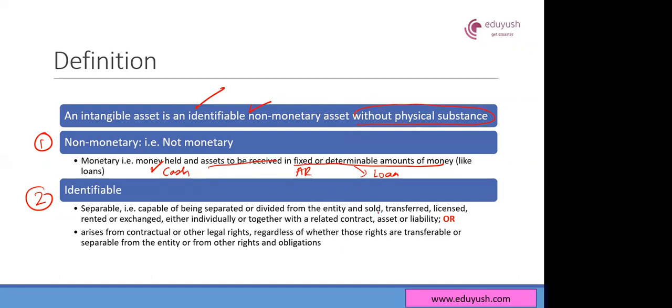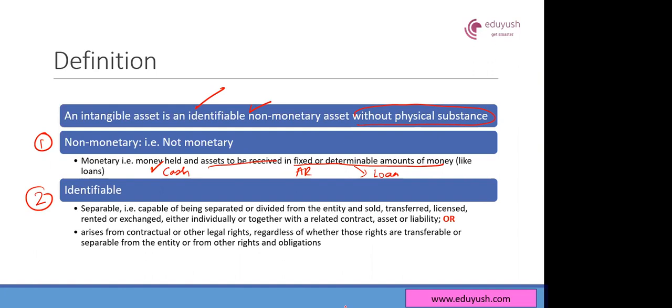Now an intangible asset is non-monetary. So very clearly, you will not have items like accounts receivable and loans, as these are part of your financial assets. So intangible assets are non-financial assets, they are non-physical assets. Okay.